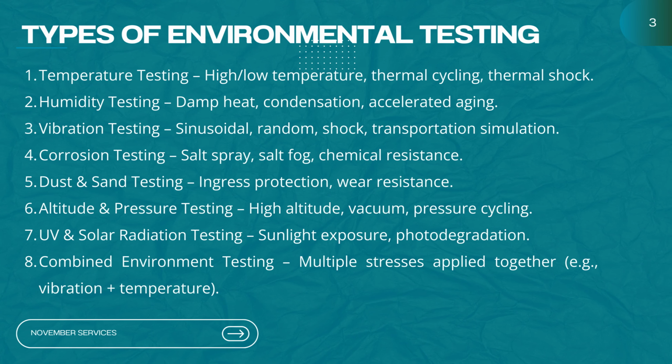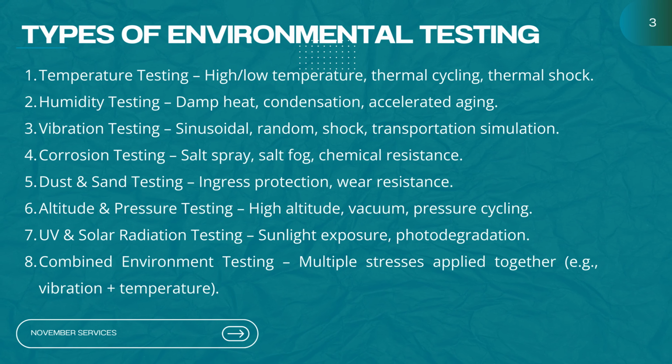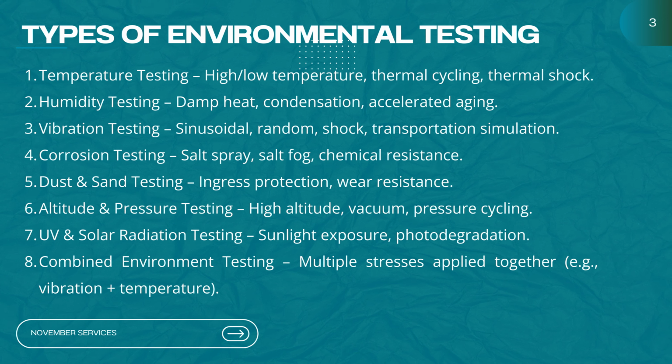Types of environmental testing. There are several types of environmental tests, each designed to simulate real-world conditions. We have temperature tests like high and low extremes, thermal cycling, and shock. Humidity tests check moisture effects and accelerated aging. Vibration and shock tests simulate transport and operational stresses. Corrosion tests use salt spray or chemicals to check resistance.